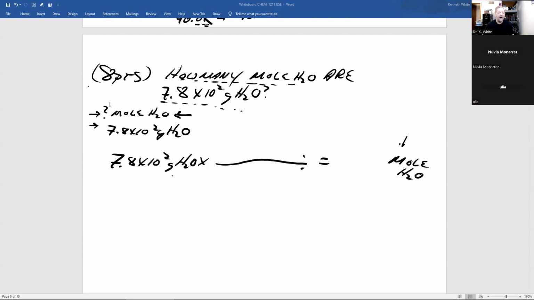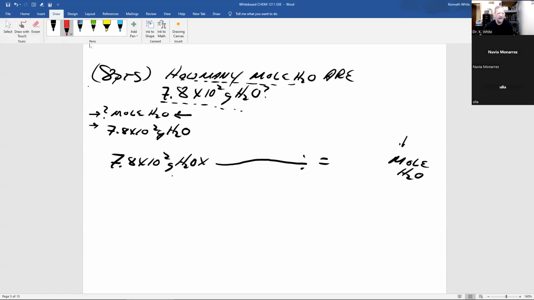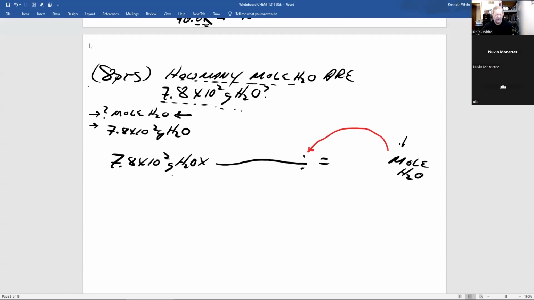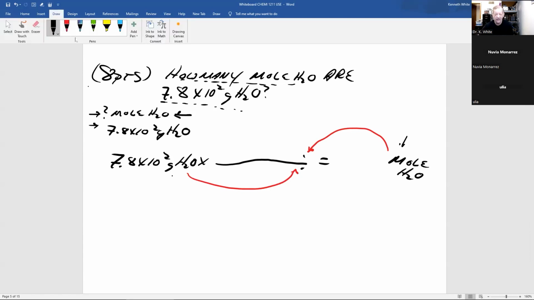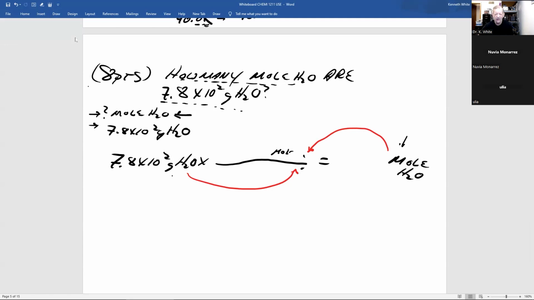All right. Well, how do you figure that out? It's time to use your good buddy, your good friend, unit analysis. Whatever we're trying to get to, the units go on top of that ratio. Whatever we're trying to get rid of, the units go underneath. And I'm going to write that in now. So moles of water goes on top and grams of water goes underneath.